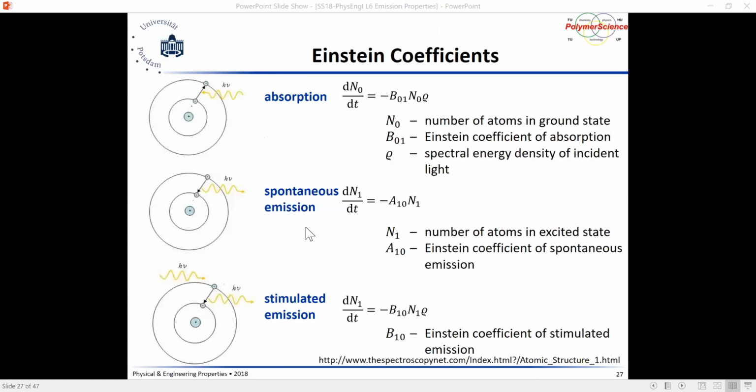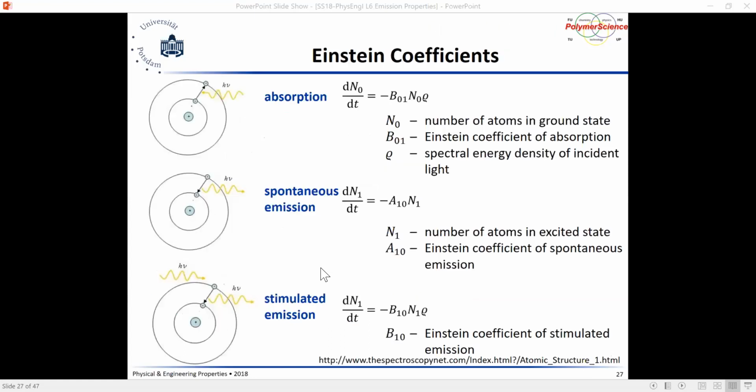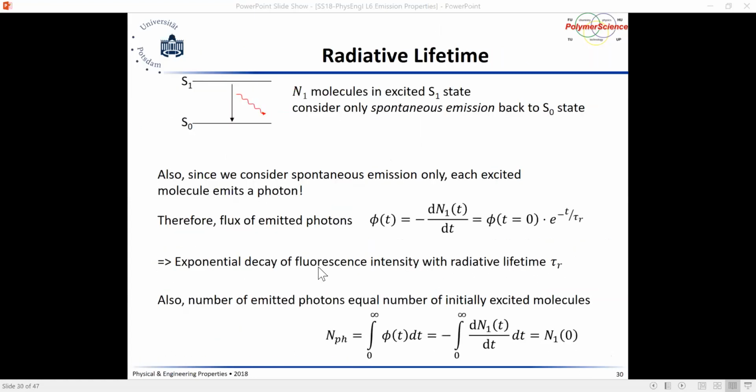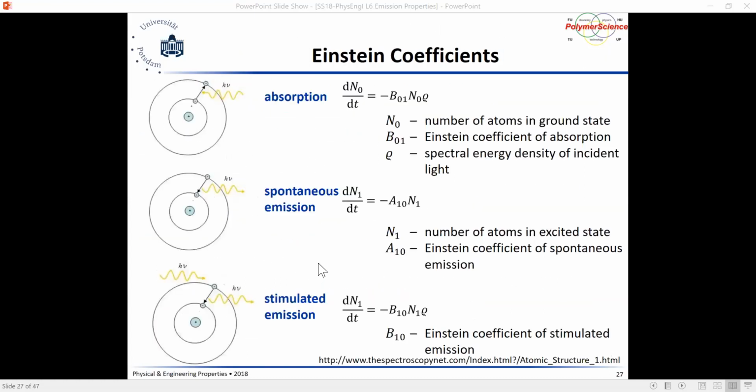Okay, I think we will end this lecture here. And then afterwards, we will carry on with lifetime, energy transfer, also this oscillator strength that I have mentioned a couple of times now.